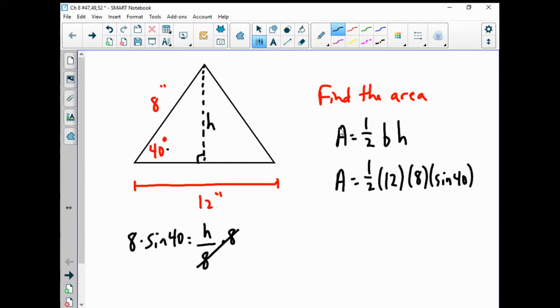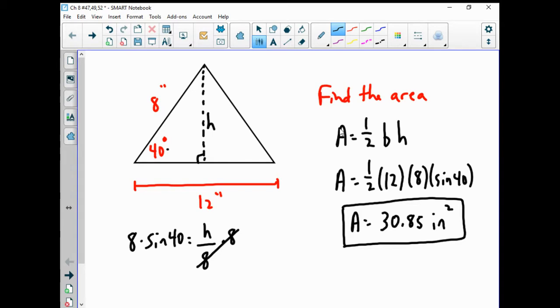So in order to find this area, I could actually plug that into the calculator to get my answer. And so your answer should have been for this one approximately 30.85, and this was in square inches. All right, so that method hopefully wasn't too bad. But it actually kind of leads into maybe a faster way of attacking a problem like this.